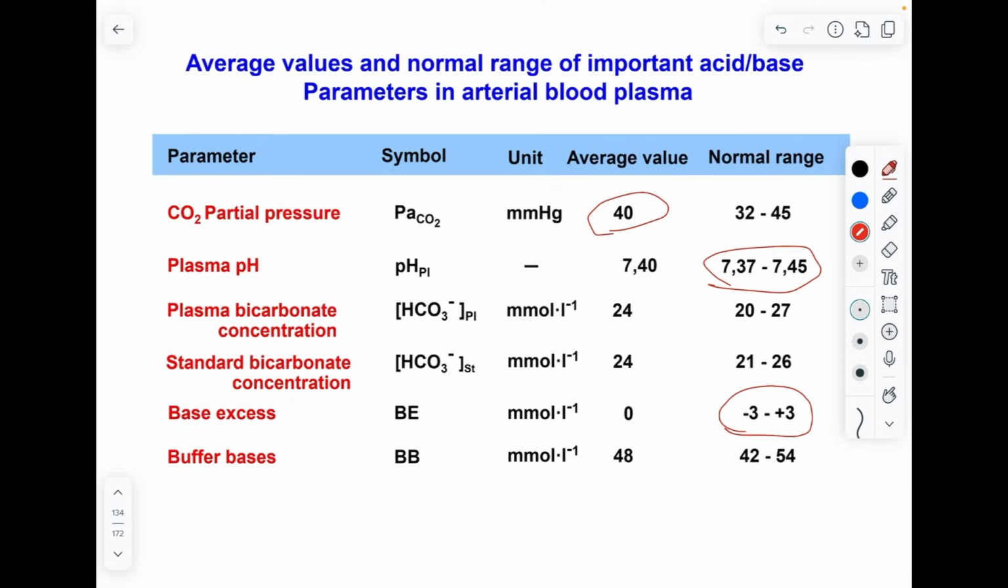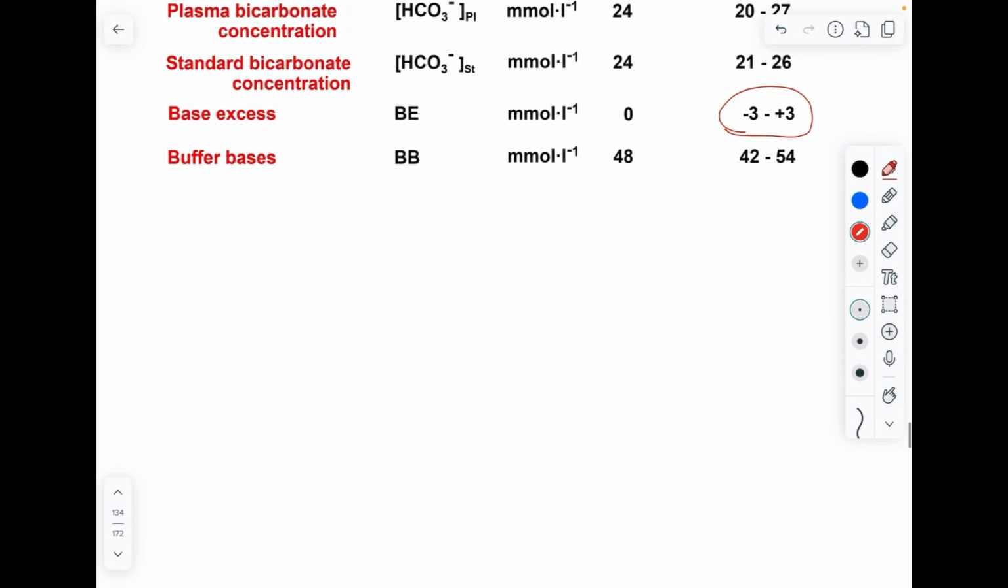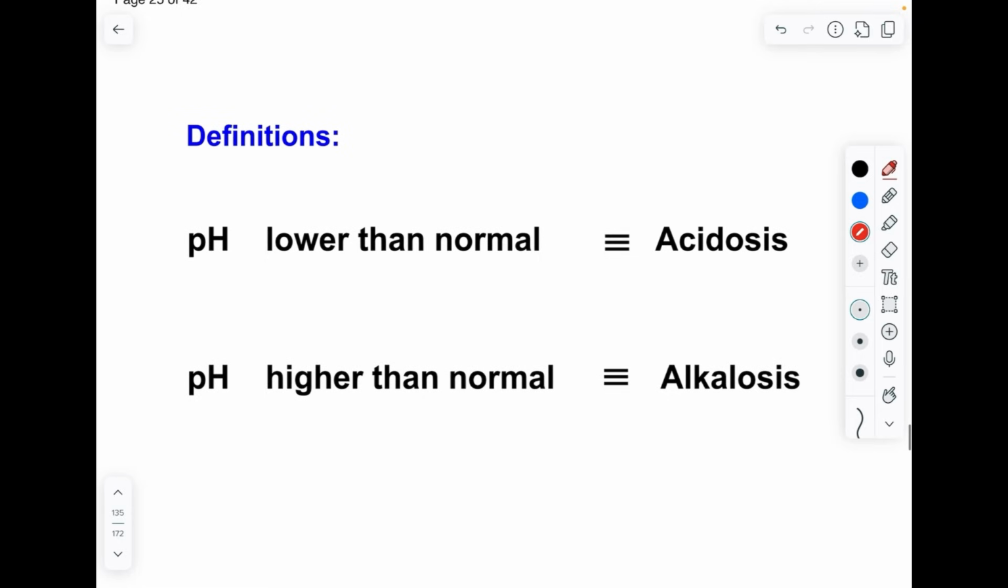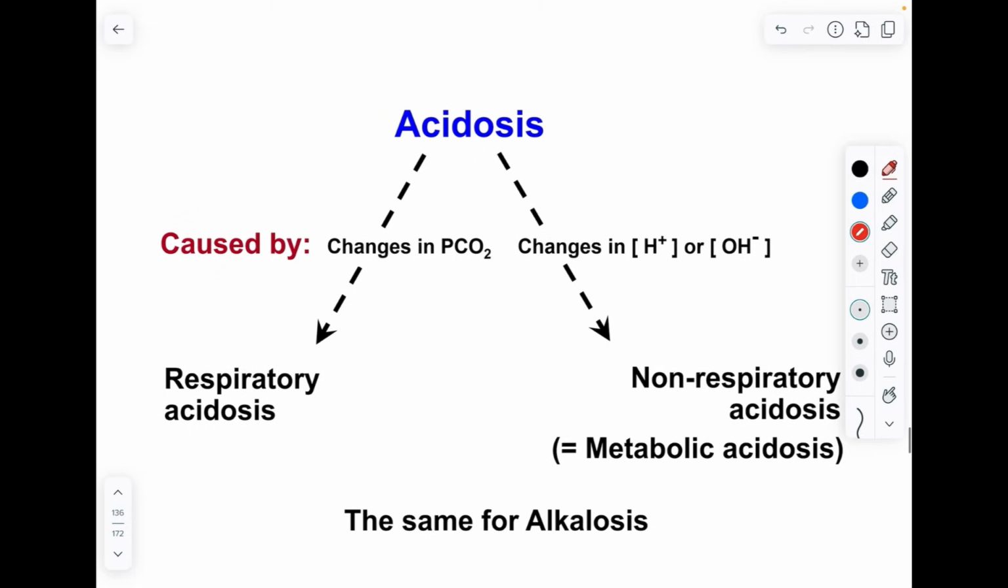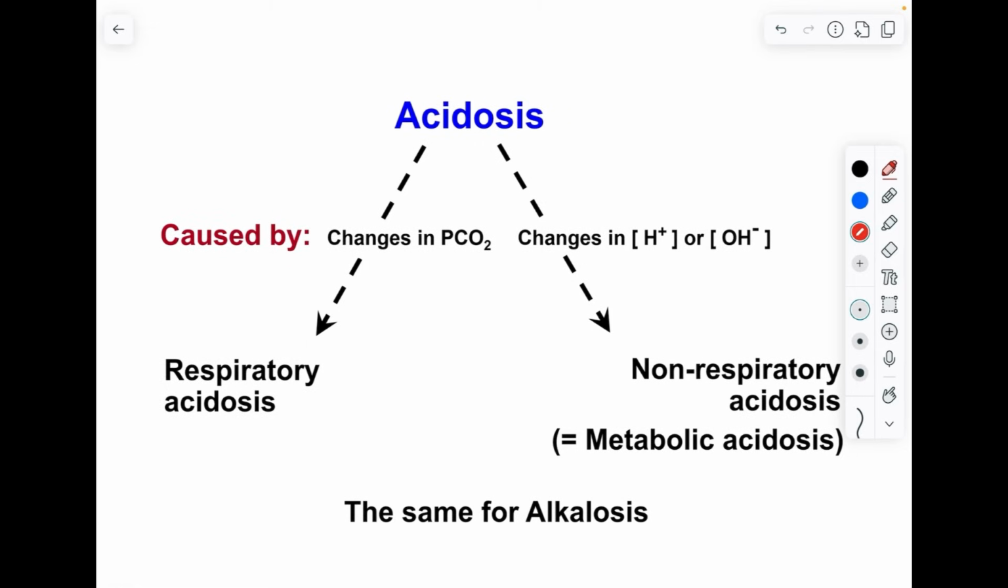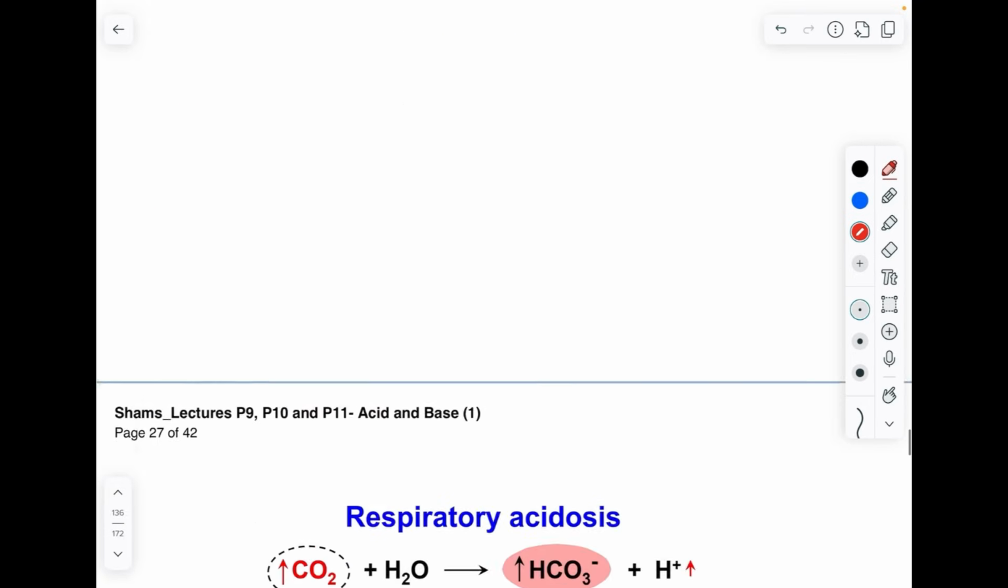Just know this range also, it's important. And that's pretty much it. I wouldn't say you should know anything more. Now, when we say acidosis and alkalosis, what's acidosis? It's when you have lower pH than normal, because you have higher concentration of H+. And what's alkalosis? It's when you have pH higher than normal. As simple as that. Now, acidosis or alkalosis can be caused by either respiratory or non-respiratory causes.